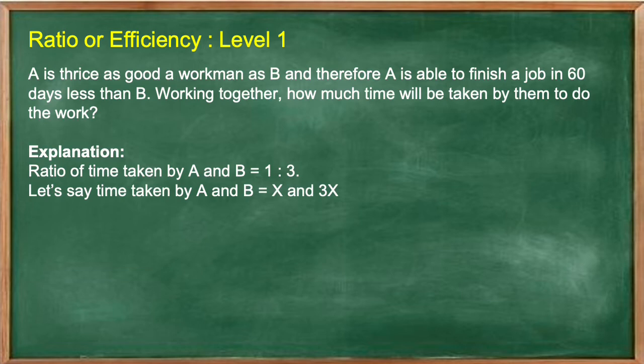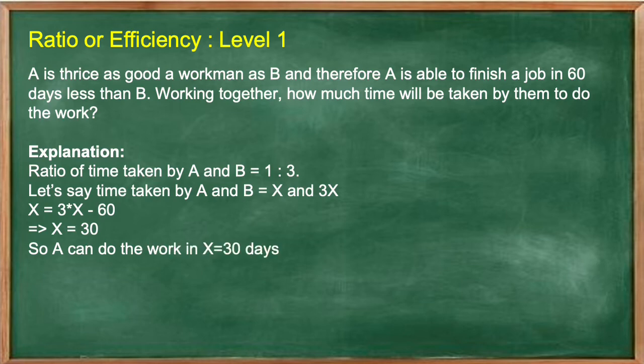Now one more thing has been given in the question, that the time taken by A is 60 less than the time taken by B. So x is 60 less than 3x, which means x is equal to 3x minus 60. With this, we can find out the value of x, which is equal to 30. So A can do the work in x days, that is 30 days, and B can do the work in 3x days, that is 90 days.